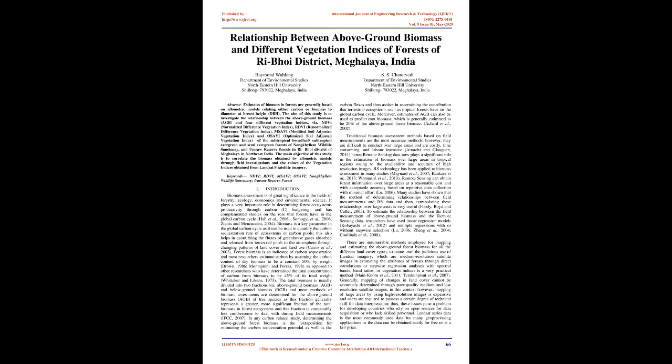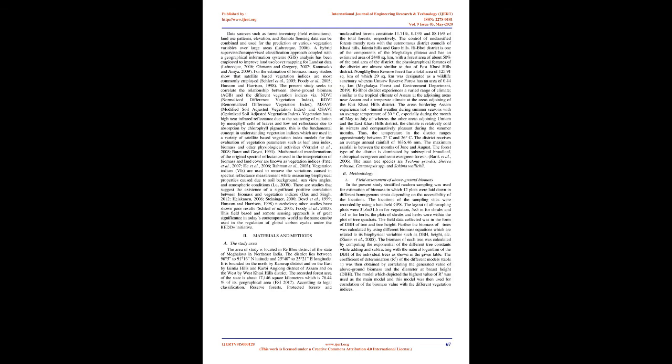Whitaker and Likens, 1973. The total biomass is usually divided into 2 fractions, viz. above-ground biomass, AGB, and below-ground biomass, BGB, and most methods of biomass assessment are determined for the above-ground biomass, AGB, of tree species, as this fraction generally represents a greater, more significant fraction of the total biomass in forest ecosystems, and this fraction is comparably less cumbersome to deal with during field measurements.